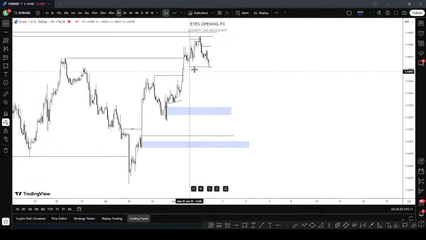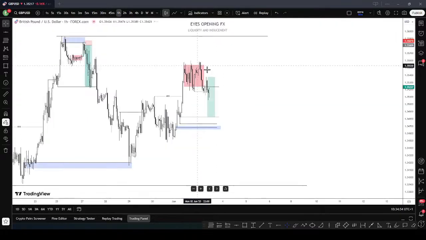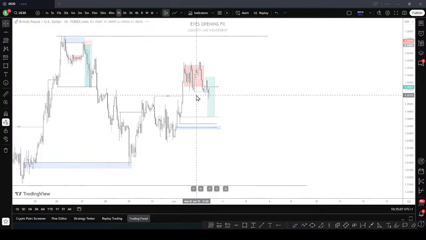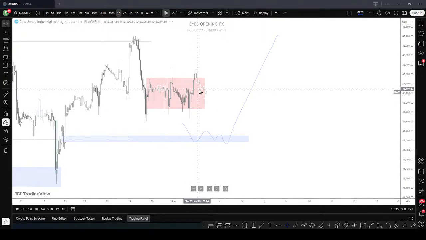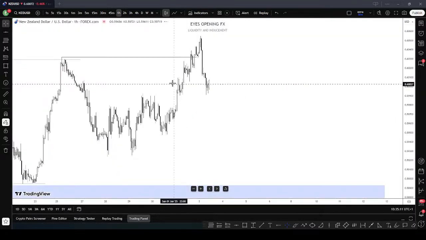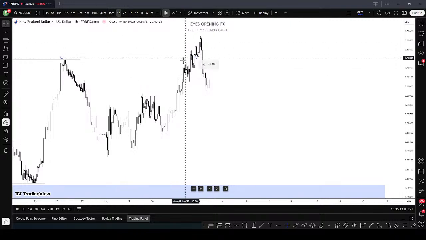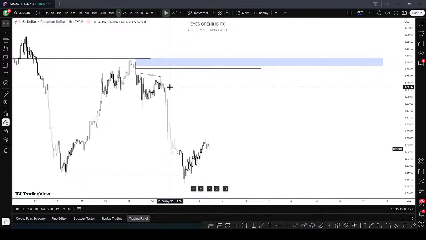So since we have checked these two pairs now, there's no setup currently on these pairs. If there's a setup, if we have a CRT reversal, we look for that entry before the session ends. Okay. Let's look at other pairs, other pairs that are not USD pairs. Let's see if we can see entry.